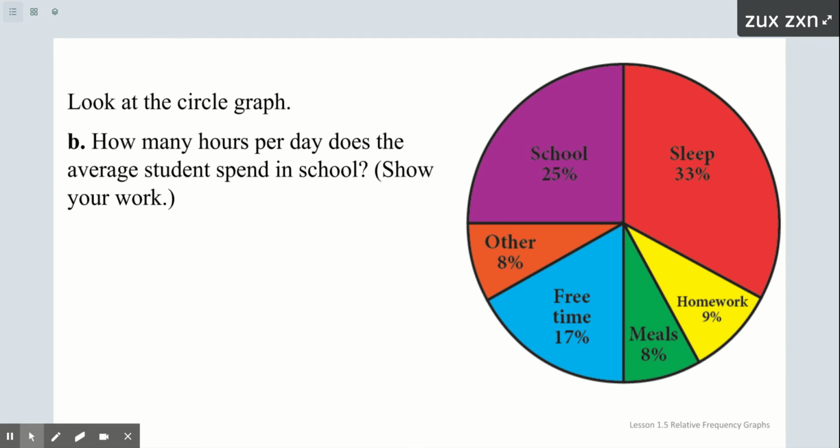Then B asks how many hours per day does the average student spend in school? And I see that here the average student spends 25% of their time in school. And I can do that in two ways. One is the same thing where I can say that 25% is one fourth. And if it's one fourth, then I can do one fourth of 24 to get my 6 hours.